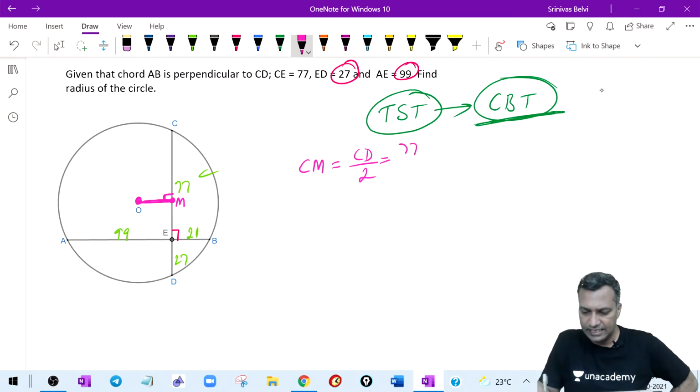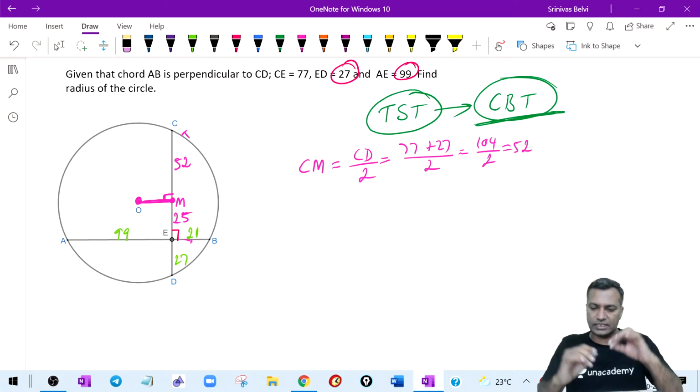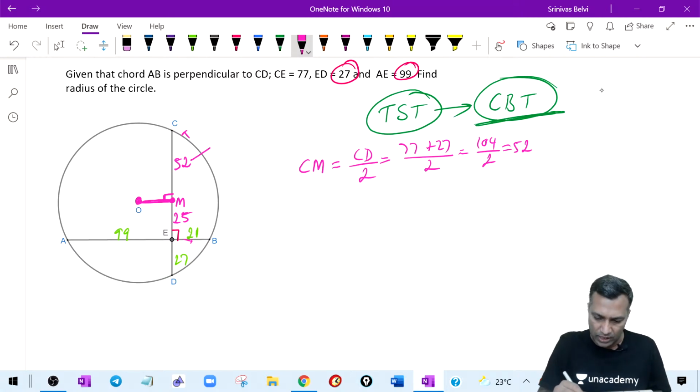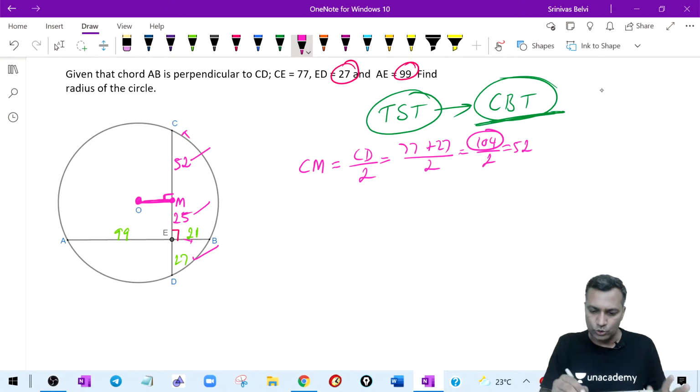What is CD? CD is 77 plus 27 divided by 2. That is 104 divided by 2, which results in 52. You are now trying to say that CM is 52, but from here till here it was 77. Out of 77, 52 is on this side. Therefore, the remaining 25 is on this other side. In the sense, I broke this length: this piece is 52, another piece 25, another piece 27. Total 104. I broke it into 3 pieces.